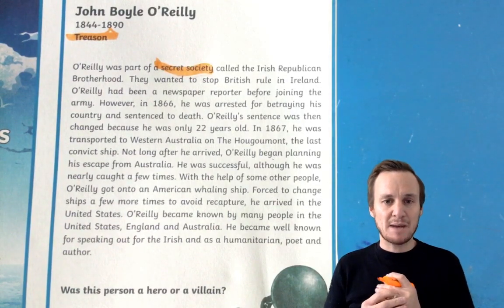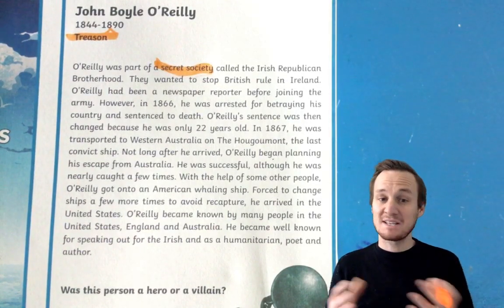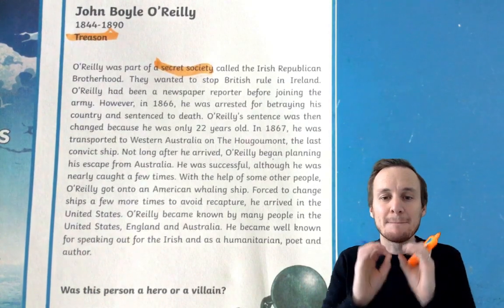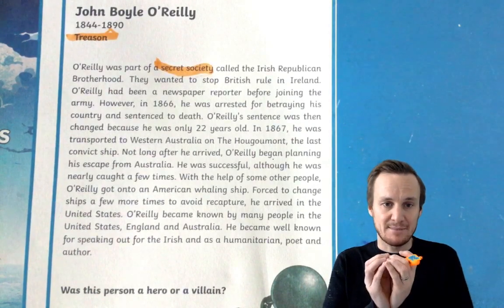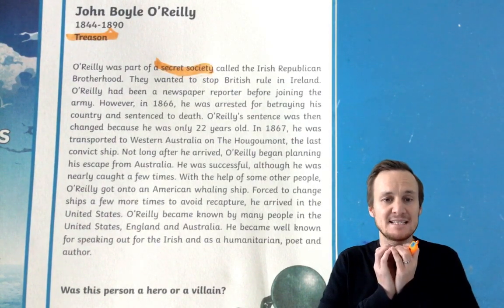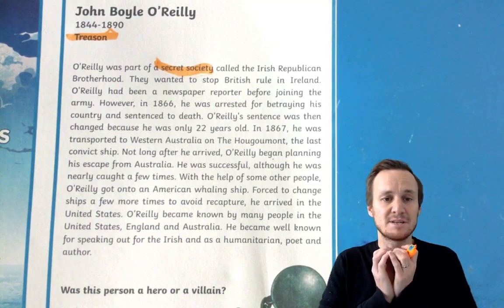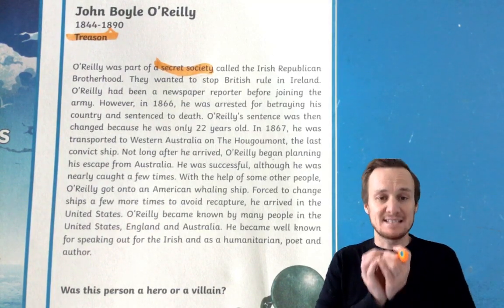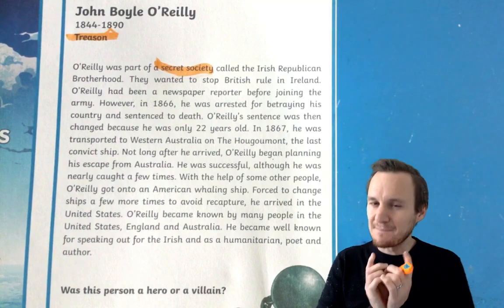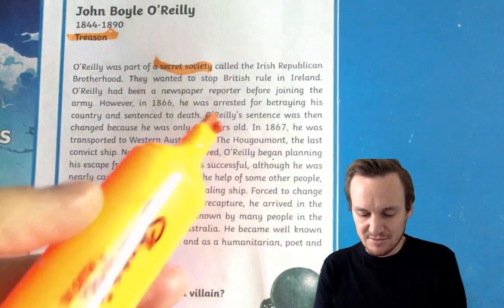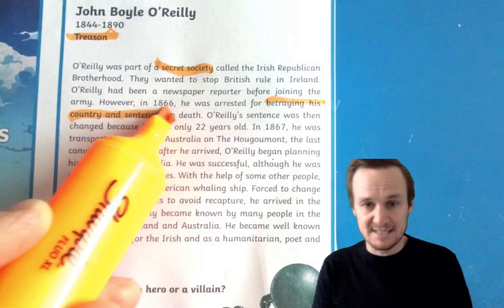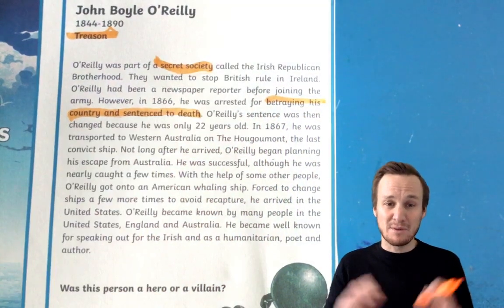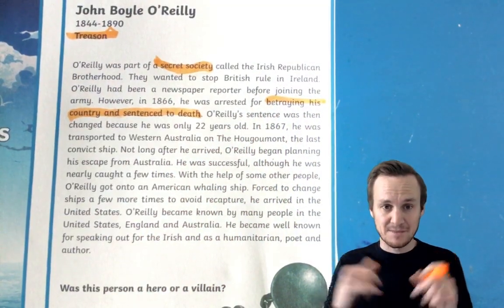O'Reilly had been a newspaper reporter before joining the army. Once again, interesting, but not the most important part of the text to think about. However, in 1866, he was arrested for betraying his country and sentenced to death. There's something definitely important there. He was arrested for betraying his country and sentenced to death. Very, very important point, and we want to make sure we remember that part.